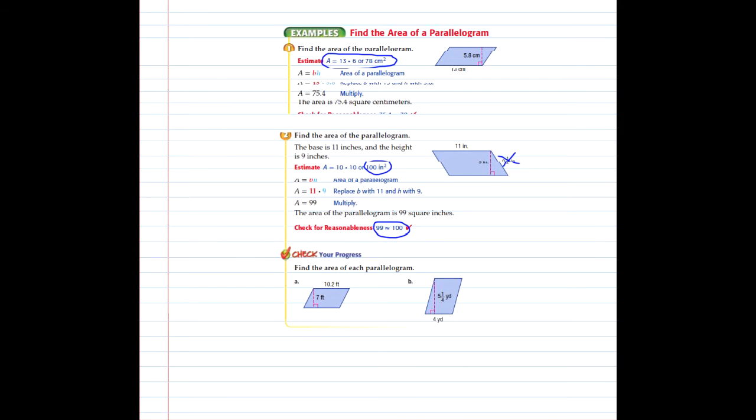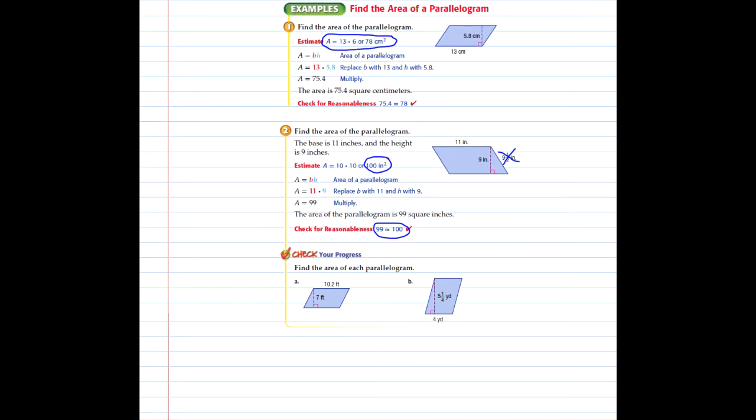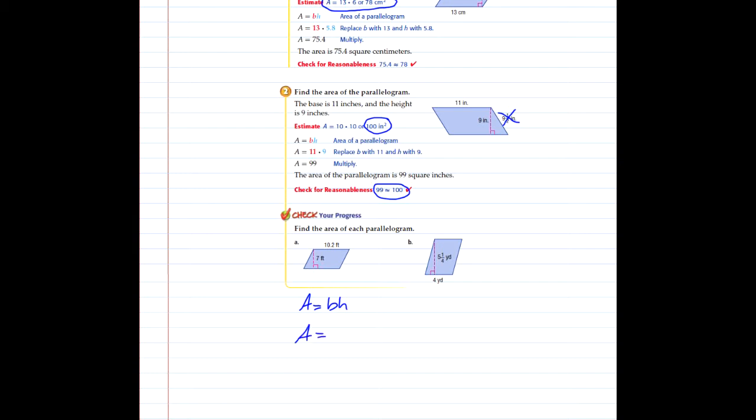In my two examples here, I'm going to use my formula, area equals base times height. Notice I don't use a raised dot or any kind of multiplication sign, because the multiplication is understood here. So I have area equals 10.2 times 7, which gives me an area in my first parallelogram of 71.4 square feet. My estimate should have been 10 times 7, or 70, which tells me that 71.4 is indeed a reasonable answer.